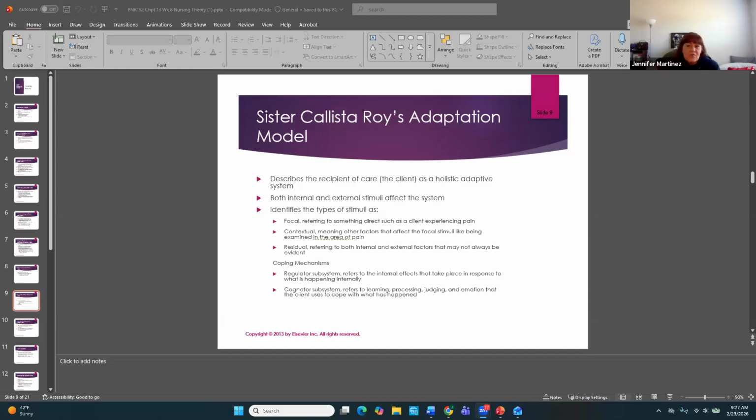A regulator subsystem refers to the internal effects that take place in response to what is happening internally, right? So we can use pain, or anything, as an example. Anytime something happens, you have acute pain. What happens internally when we have acute pain? What happens to our physiological system when we have acute pain? What are some things that happen?